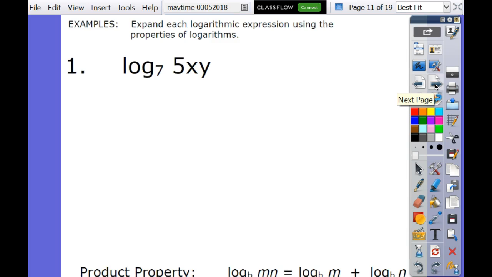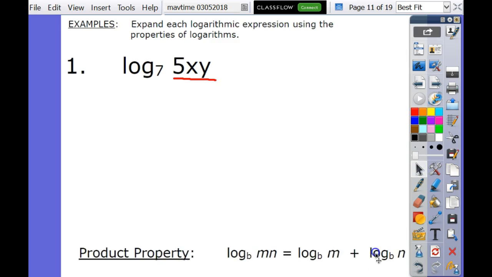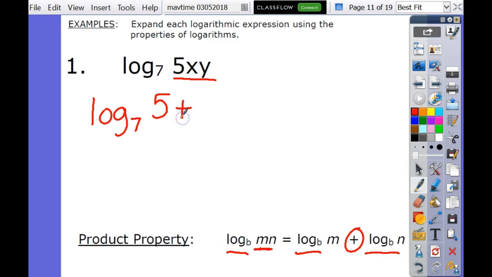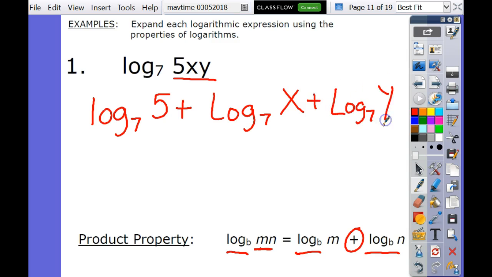So right here, these numbers, are they added, subtracted, multiplied, or divided together? They're multiplied together, and another name for multiplication is product, so we are going to use the product rule. The product rule says multiplication changes to addition. The base does not change. This is log base b, and this is log base b. So, to expand this, log base 7 of 5 plus log base 7 of x plus log base 7 of y. The multiplication changes to addition. That is how you use the product rule.